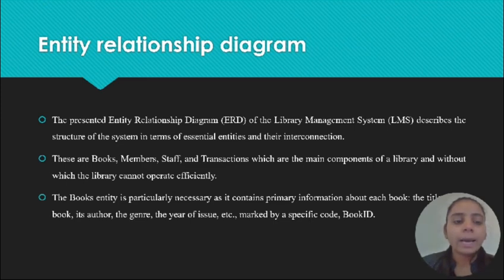Entity Relationship Diagram (ERD). The Entity Relationship Diagram of the LMS describes the structure of the system in terms of essential entities and their interconnection. Books, member, staff and transactions are the main components of the library, and without them the library cannot operate efficiently. The books entity is particularly necessary as it contains primary information about each book.